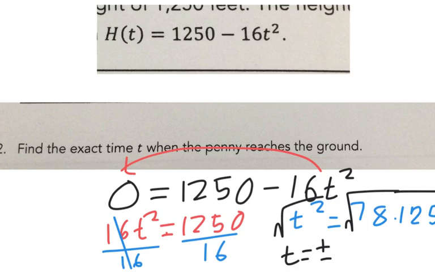I got 8.838834765. And so that is approximately, we're going to go to 3 decimal places, 8.839 seconds. So it takes the penny around 8.839 seconds to hit the ground. Any questions there? Can I show you how you can do that on your calculator, if you don't want to do all the algebra? Can I show you?